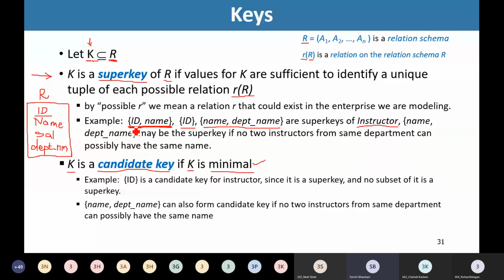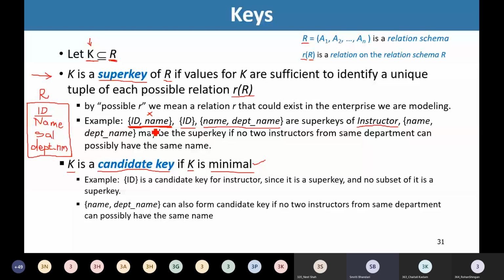I am saying that this ID name is not the candidate key for my relation instructor. And what is the reason? The reason is I am having a subset of this super key, that is ID. ID is the subset of ID name. Do you agree with me? Yes, ma'am. ID is a subset of this set ID name.